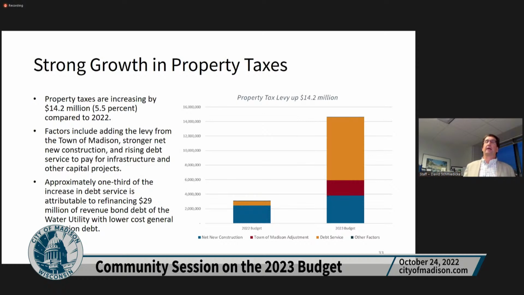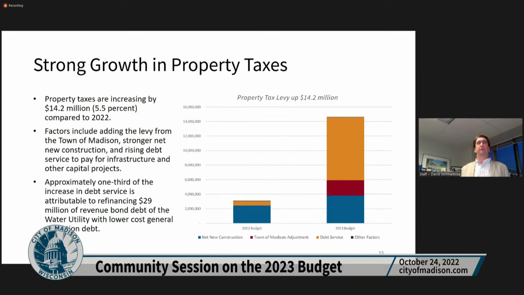A portion of that is due to a refinancing of debt for water utility projects that had been funded by what are called revenue bonds. And these will now be funded by general obligation bonds. They'll have an economic savings for the water utility as well as affecting the levy limit as you see here. So that's about a third of that increase.